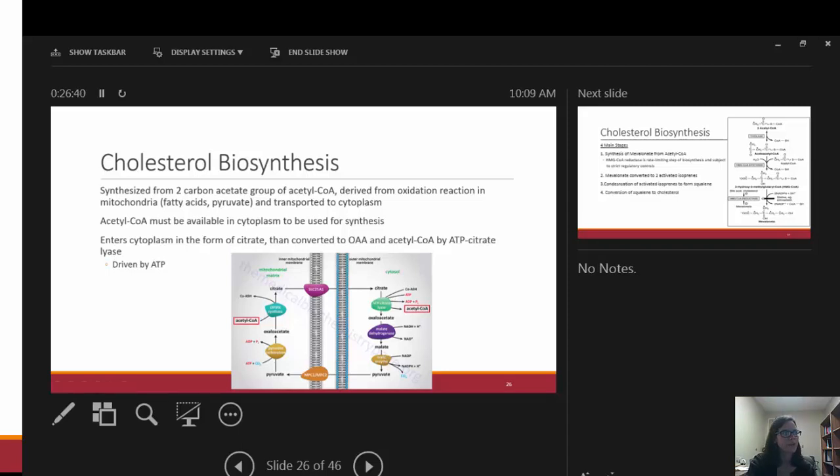Okay, I'm sorry, let me back up a little bit. We get our acetyl-CoA from our oxidation reactions in the inner mitochondrial membrane. It is converted into citrate, and then it can be shuttled out into the cytosol. Then it's converted to oxaloacetate and acetyl-CoA, and it uses 1 ATP in this reaction.